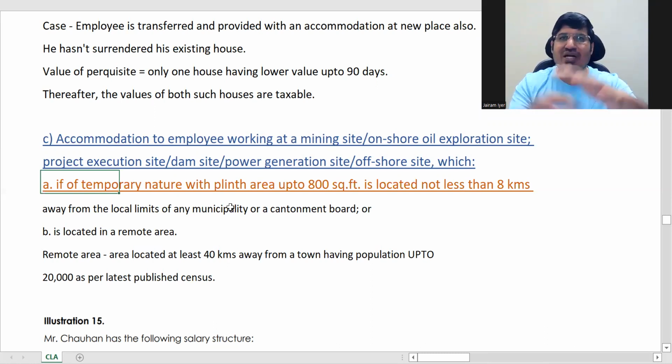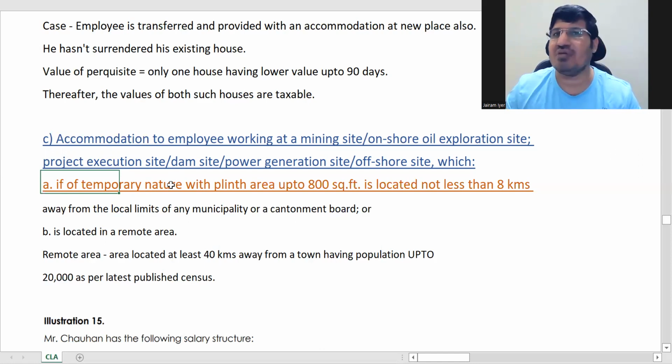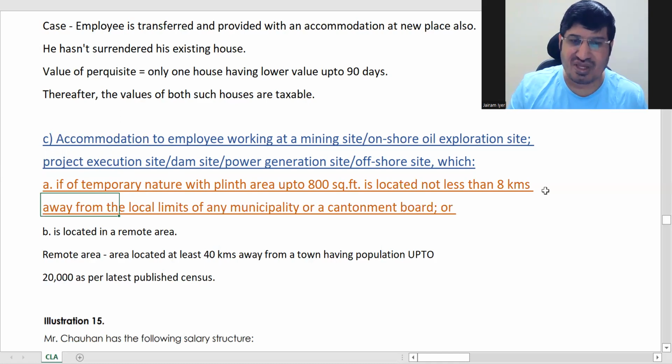Plinth area matlab jaise hum log carpet area vagera bolte hai na, equal carpet area and all that. So something like that, plinth area. Plinth area is what they use. Okay. So accommodation should be of temporary nature, that is, he will be using it for certain period. It won't be his permanent accommodation. Okay. Temporary nature with plinth area up to 800 square feet and is located not less than 8 kilometers away from the local limits of municipality or cantonment.